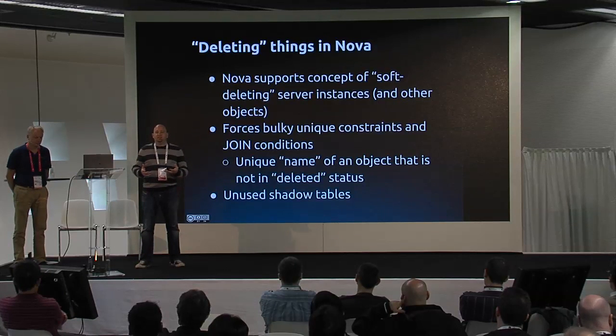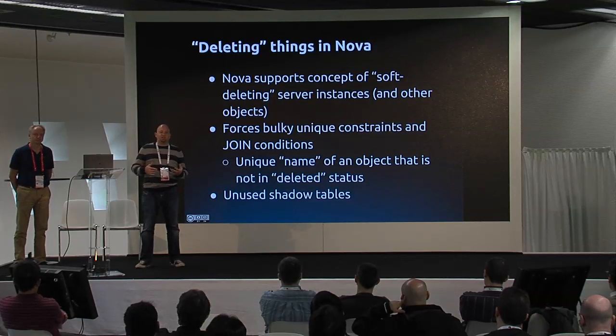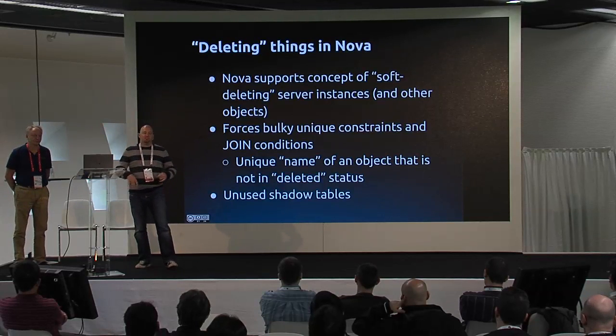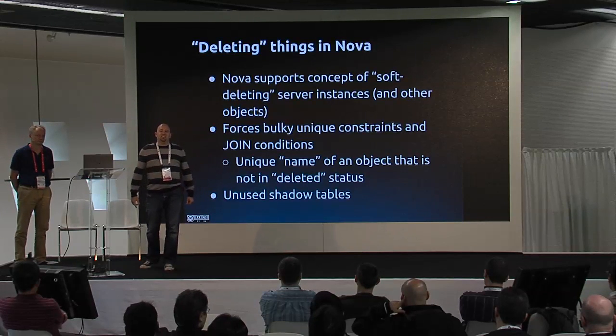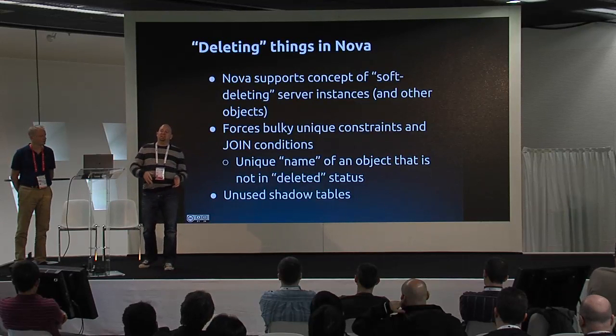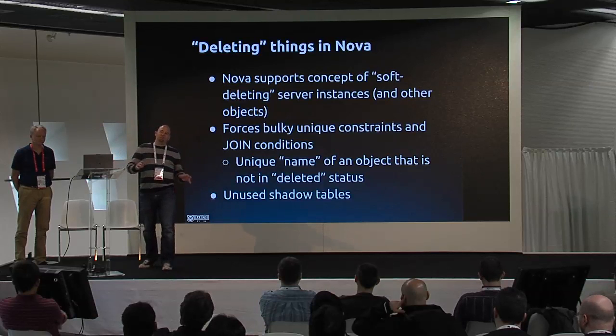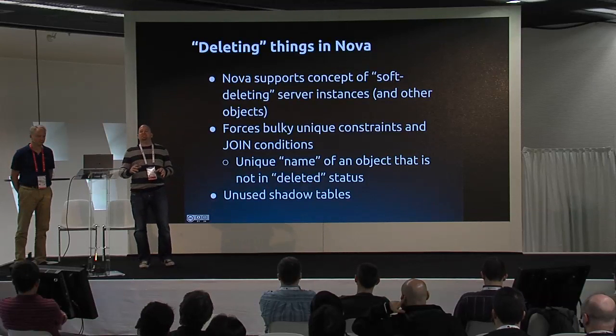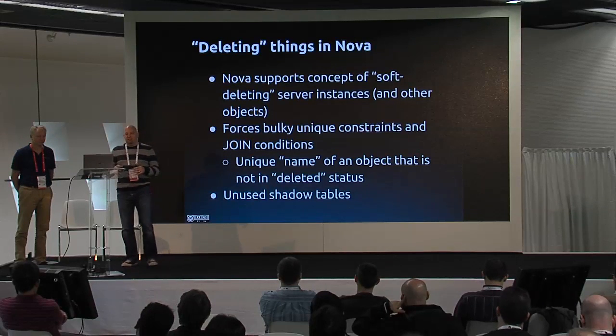One of those things is that the unique constraints on most tables are not just like a primary key. It's the primary key and then a deleted status column and then a deleted ID. It's really, really weird, but it causes a lot of issues with locking and joins.